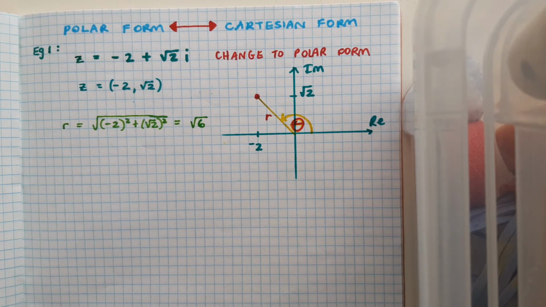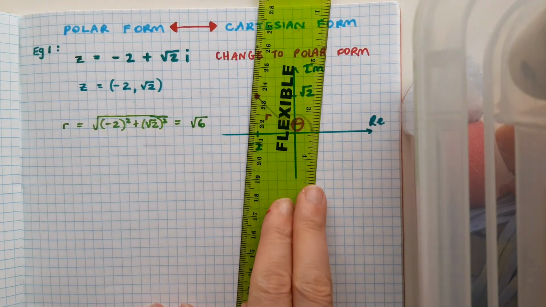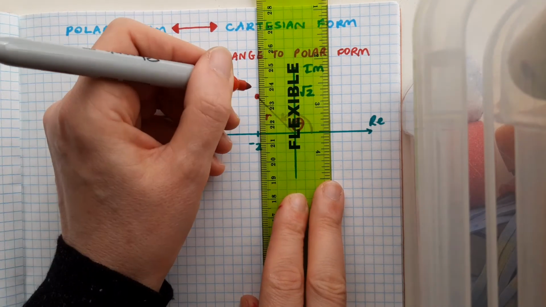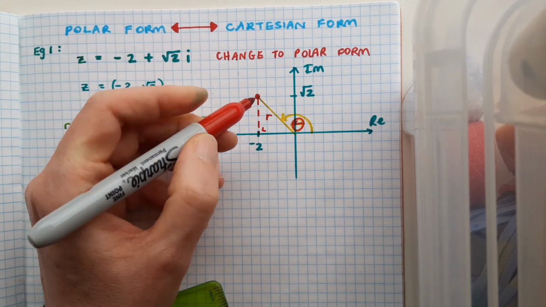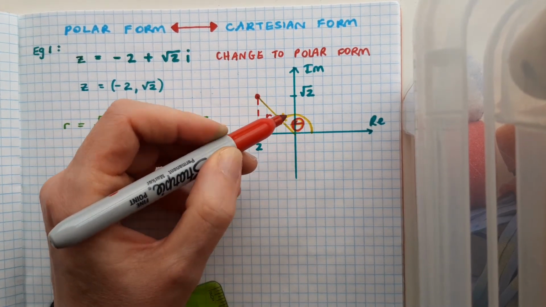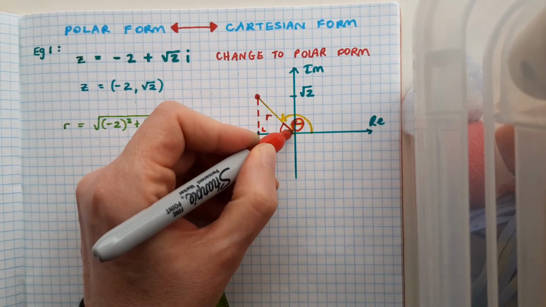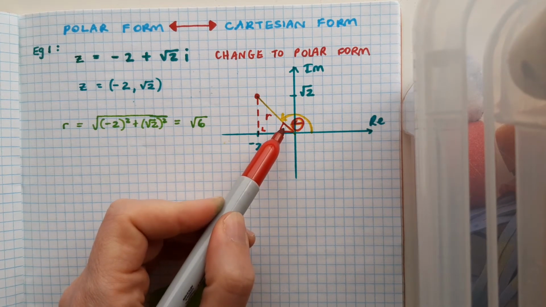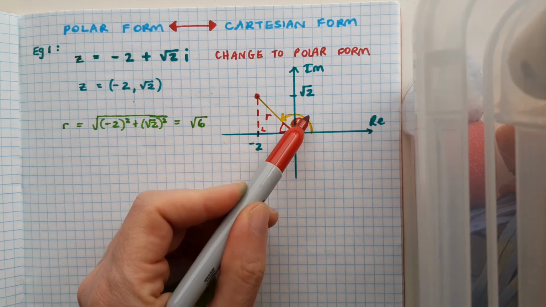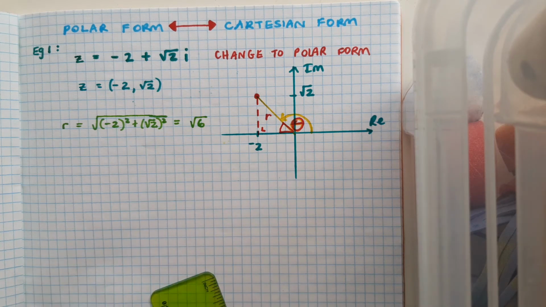And I'm going to be a little bit indirect about how I get theta this time. I'm going to put down my ruler again and drop a line from my complex number down to the real axis. But you can see that the triangle that I create this time does not actually include theta. Instead, it includes this angle here. So what I'm going to have to do is calculate the size of this angle and then subtract it from 180 to get the size of theta. And for the purposes of this, I'm going to call this angle alpha.